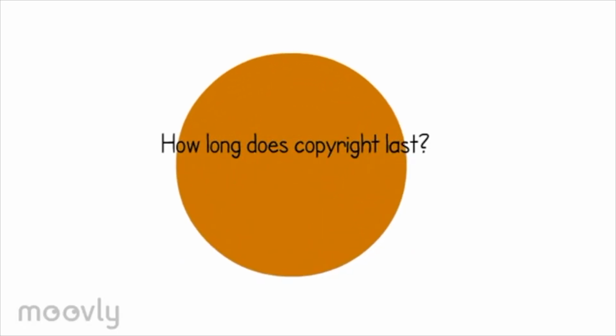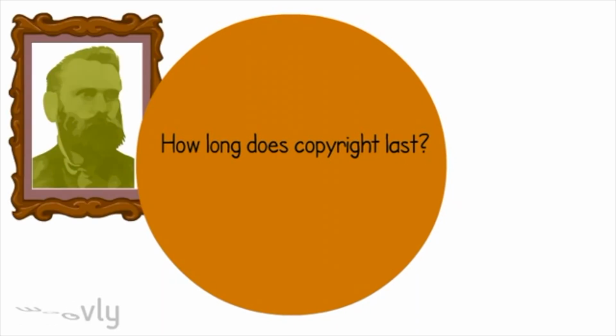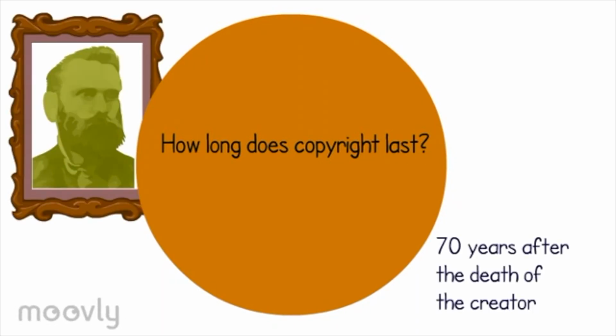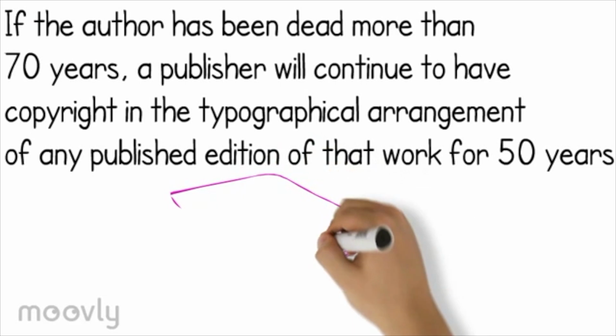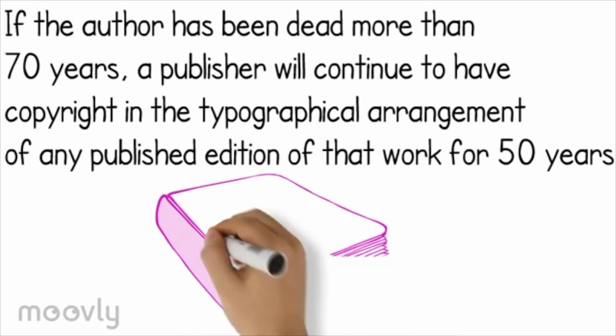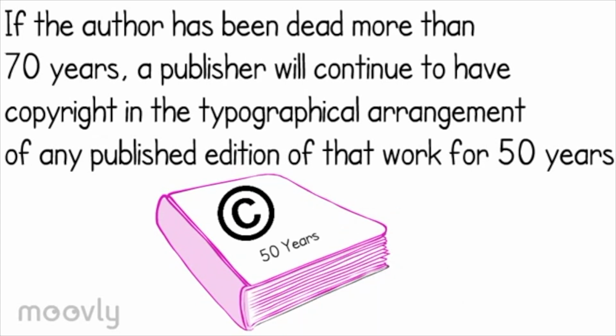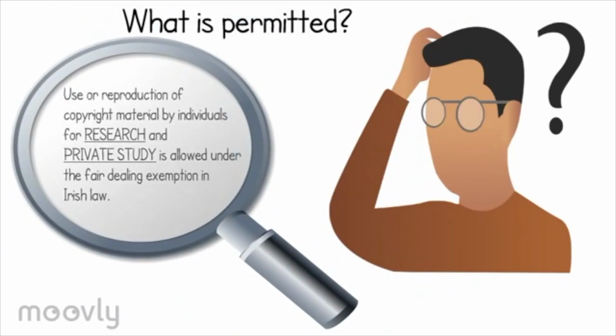How long does copyright last? In most cases, a work is protected by copyright for 70 years after the death of the creator. While the content of a work may be out of copyright, if the author has been dead more than 70 years, a publisher will continue to have copyright in the typographical arrangement of any published edition of that work for 50 years.